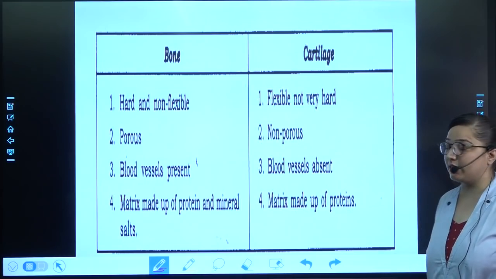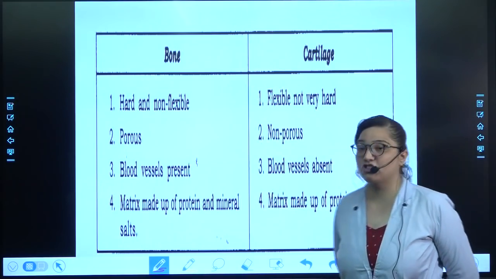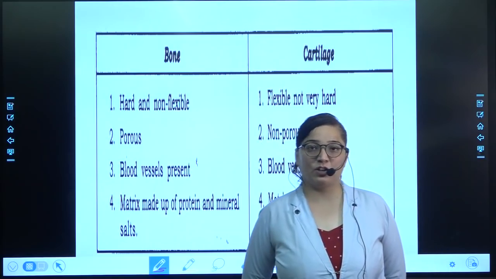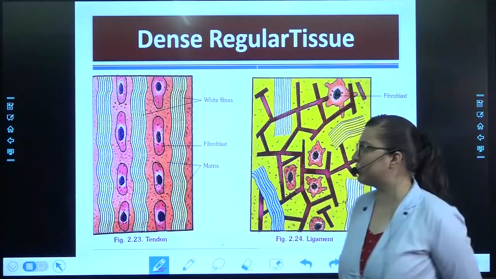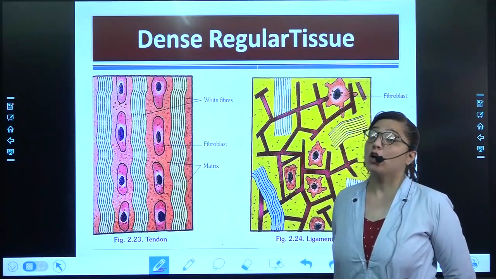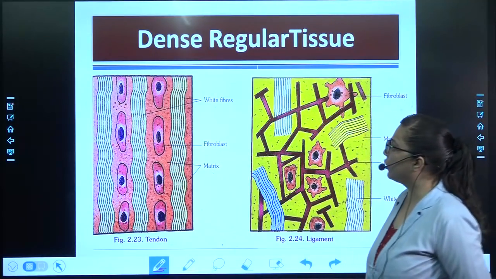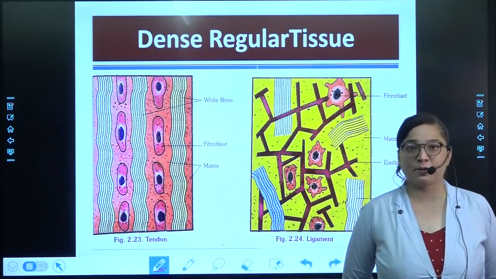I hope you have read the content of bone and cartilage. Now again, the dense regular tissue. I am giving you 1 minute to just analyze the tendon and ligament. You will be able to differentiate between the two just by looking at the diagrams. Okay, quick.